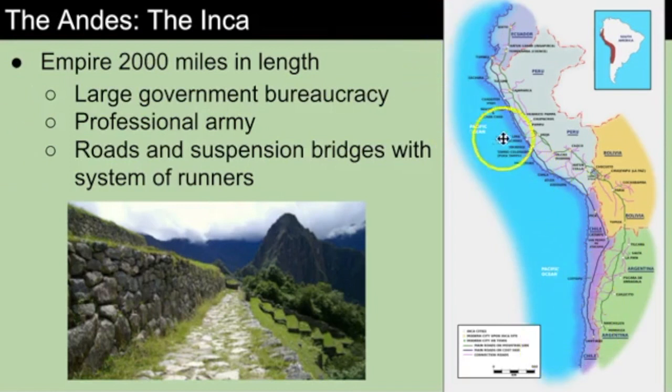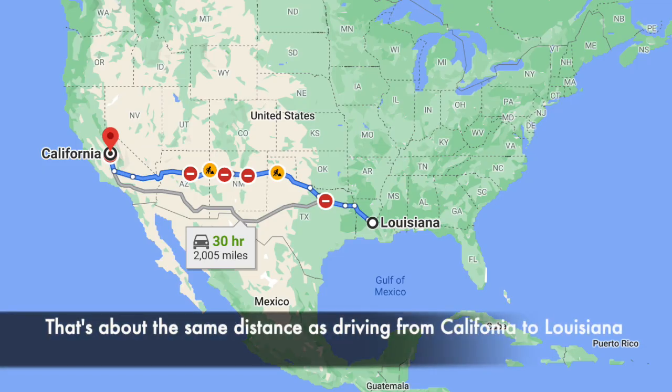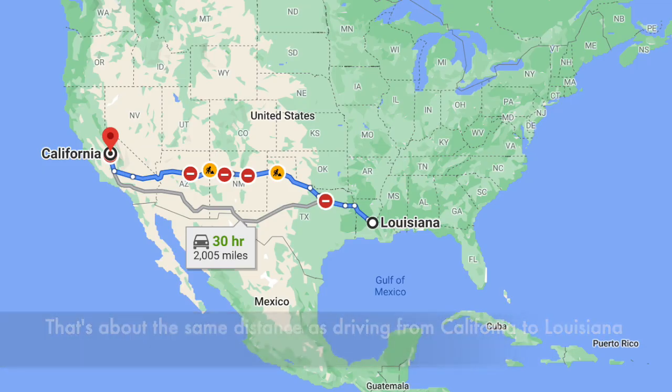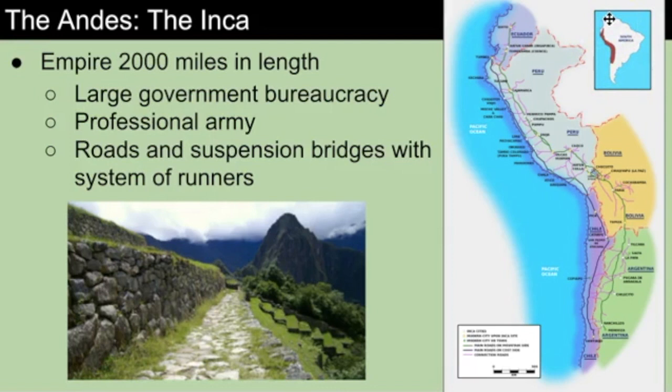It was very long and skinny, all along the coast of South America, stretching 2,000 miles in length. The Inca were able to sustain a large government bureaucracy to keep this entire thing organized. They also maintained a professional army to keep it well protected and behaving itself, and to make sure the army could get to where it needed to, and that messengers could travel throughout the empire and keep the bureaucracy informed. The Inca created a huge network of roads and suspension bridges spanning the entire length of the empire.